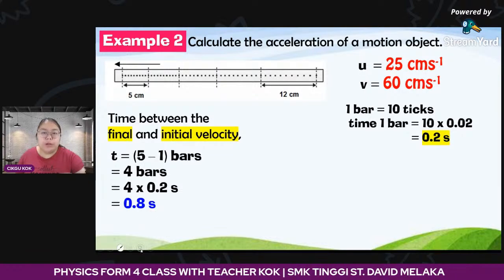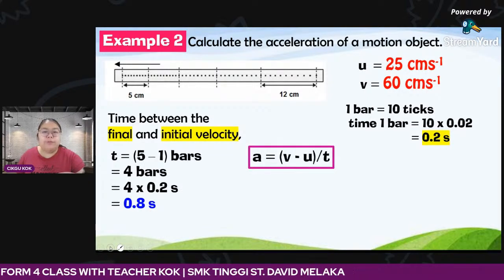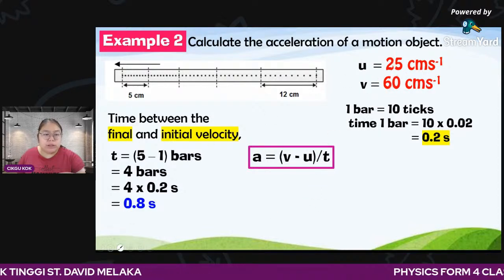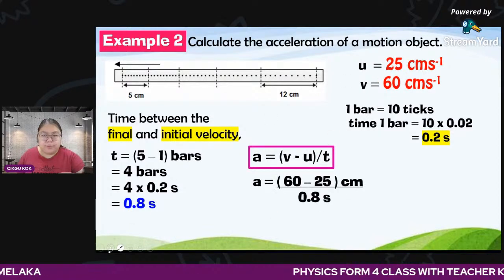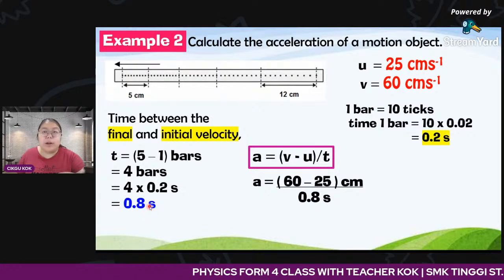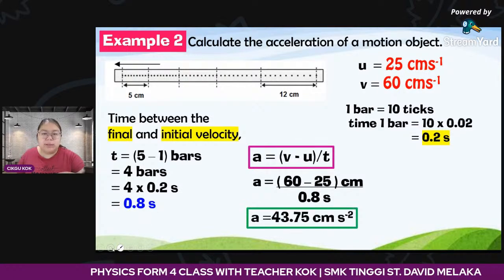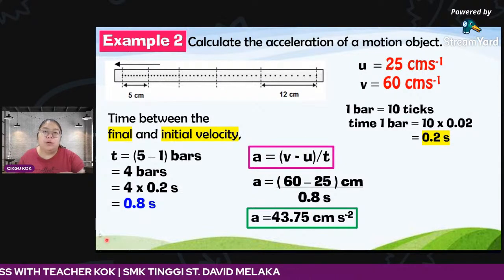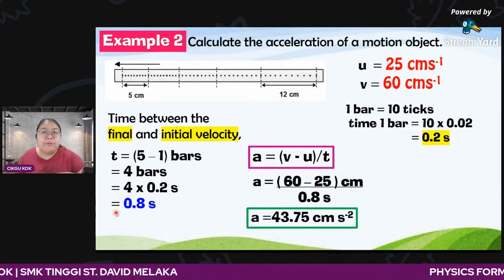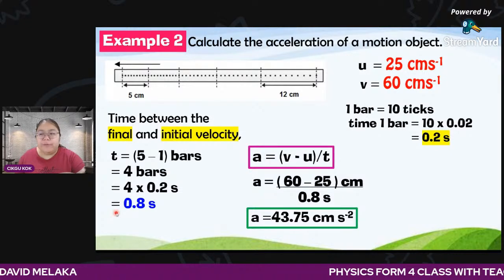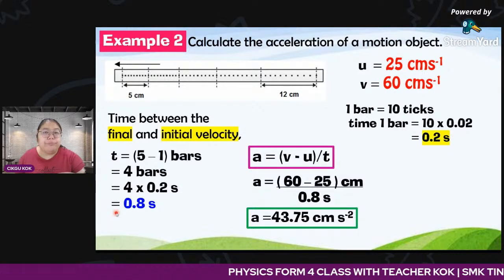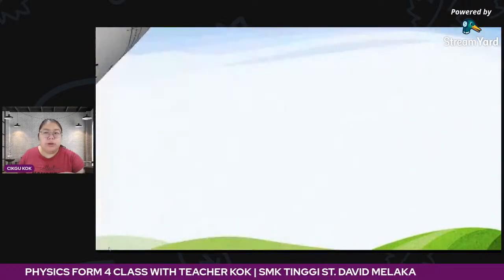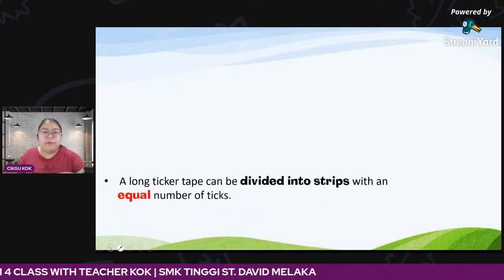Now we need to do the calculation. The calculation is V minus U over T. So V is how many? 60, 60 minus 25, then over the time taken. The time taken just now is 0.8 second. So the answer is 43.75 cm s^-2. For the time taken, you must be very careful because this one is for the acceleration only. For velocity, we don't need to care about that. So from here, you can repeat to see what I mentioned just now in this video.